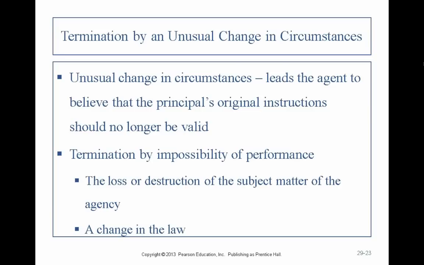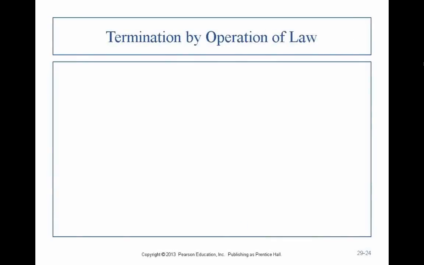So again, this is not rocket science. This is essentially either the parties themselves end a relationship, or circumstances or other events out of the control of the parties end that agency relationship. So it's just like a contract. An agency relationship is essentially a type of contract.